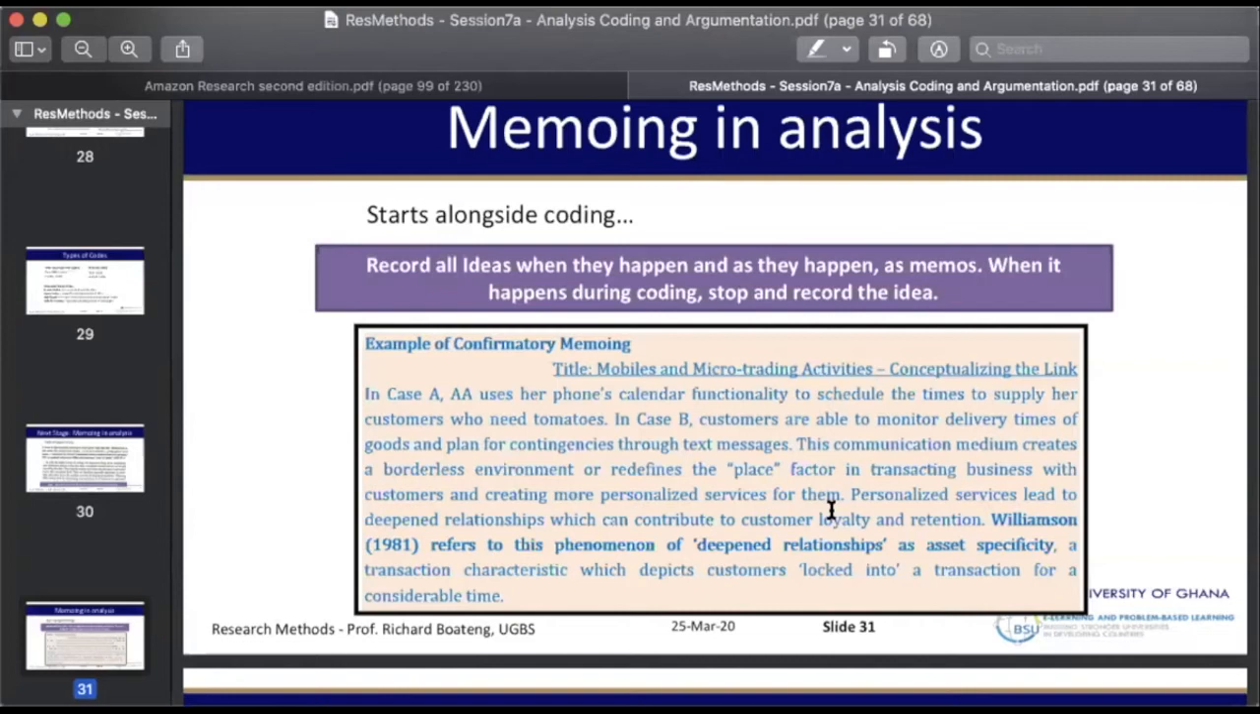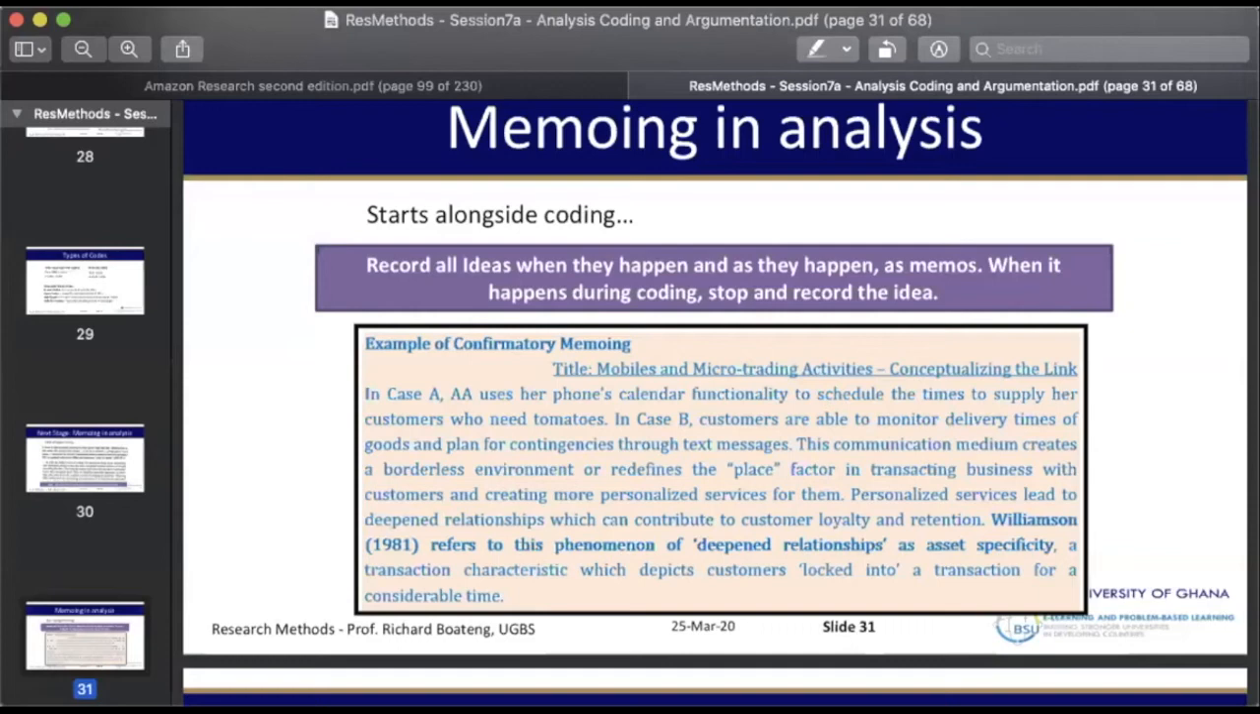What is it trying to say? The place is more about where you are and the distribution. And because I'm doing this on a mobile phone, I don't need to move to where you are. I don't want to come and sit by you before I can inquire information from you. I can use the mobile phone to inquire from the other trading partners. So in that case, the place factor or the distribution factor or the coordination factor in terms of you moving physically has been removed. The concept about you moving physically to the different locations has been eliminated because you are using a mobile phone. So he says that it redefines the place factor in transacting business with customers.